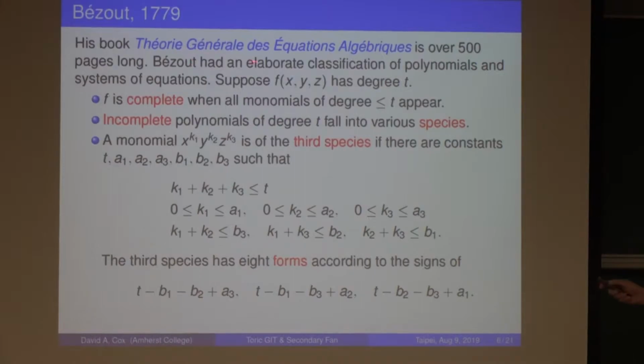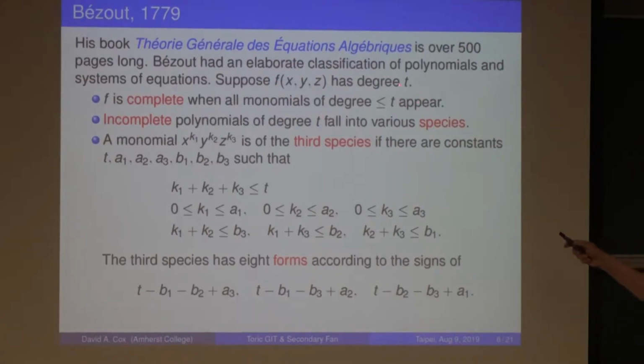He had this elaborate classification of polynomials. We take a polynomial of degree t, and here I'm thinking affinely, so all the monomials in here have total degree at most t. We call the polynomial complete when it uses all monomials of degree less than or equal to t. Then he talked about incomplete polynomials that don't use all of them. Now we have our own name for that: sparse polynomials. And we think sparse polynomials are really hot modern stuff. Well, here's Bezout doing sparse polynomials 240 years ago.